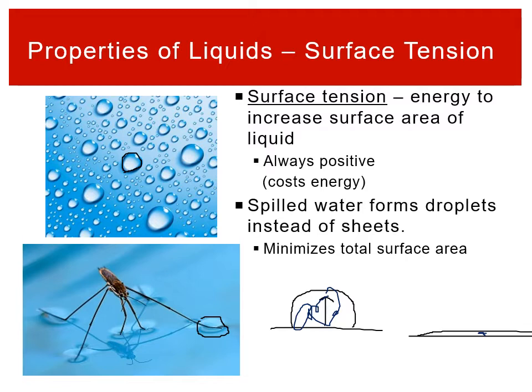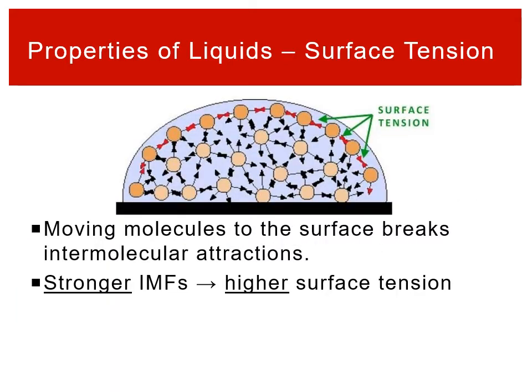Like paper clips sink in water, but you can float a paper clip on top of water if you're careful when you put it on there, because of that resistance of breaking the surface. You've got to get into the water to sink, so it doesn't even break apart the water molecules and enter into the water. So stronger intermolecular forces lead to higher surface tensions.